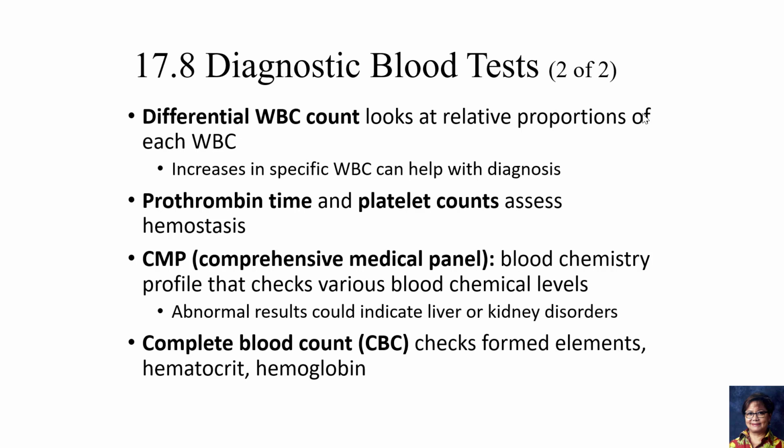Prothrombin time and platelet counts would assess how fast you are going to clot. So it assesses the integrity of your hemostasis. The comprehensive metabolic panel would be assessing blood chemistry profile. It checks the various blood chemical levels, and an abnormality will pretty much point to what is wrong with your body. It could be an indication of liver or kidney disorder. And then your complete blood count will check on the formed elements. The hematocrit is one of them, or possibly counting of the hemoglobin.